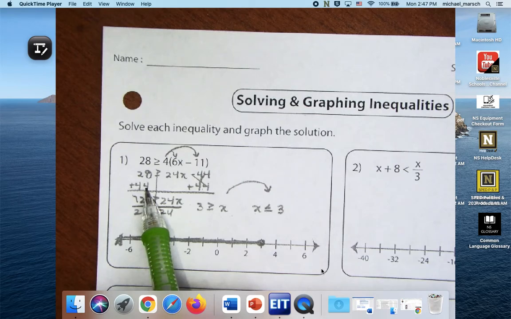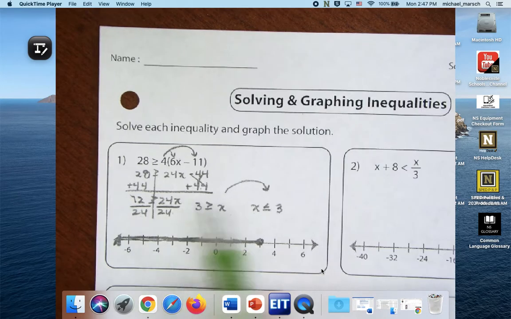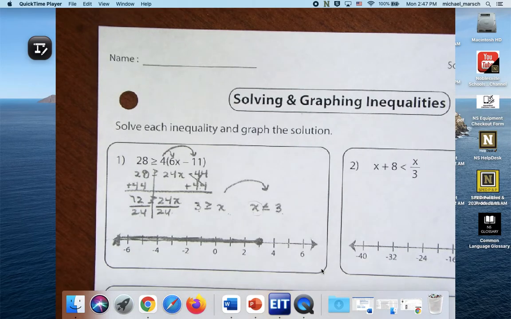I already looked. Okay. Then I get 72 is greater than or equal to 24x. Divide by 24. So this is where I get 3 is greater than or equal to x, which I rewrote as x is less than or equal to 3, because that way I know I'm going to go to the left. I'm going to fill it in and go to the left because now I have x on the left side of the inequality.